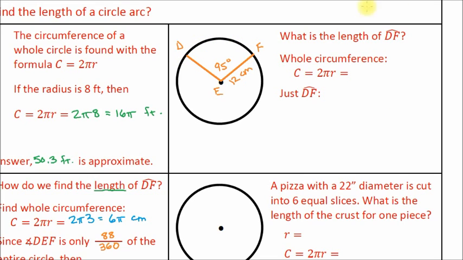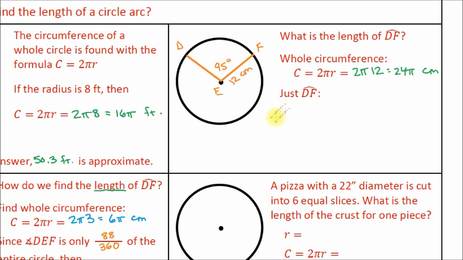Well, the first thing we do is find the whole circumference. The circumference of a circle is 2 pi r, which is 2 times pi. The radius is 12. We can multiply 2 times 12 is 24. Pi stays there, don't lose that. And then our unit of measure is centimeters. So the whole circumference is 24 pi. All right, how do we just get DF?